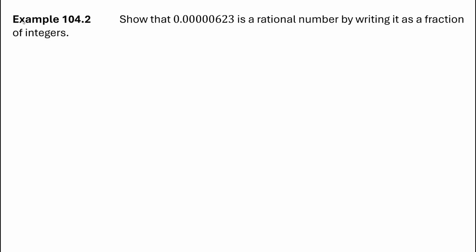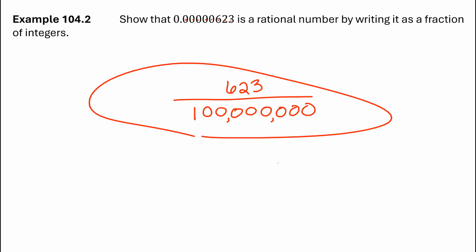Okay, show that 0.0000623 is a rational number by writing it as a fraction of integers. So when you start having all these zeros and it's hard to think about the place value, there's an easy way to figure out what your denominator is going to be, and that's just to count the digits to the right of the decimal place, 1, 2, 3, 4, 5, 6, 7, 8, and for your denominator, just write 1 with 8 zeros, 1, 2, 3, 4, 5, 6, 7, 8, and put your commas in there, and then just write 623 on top, and that fraction does equal that number.